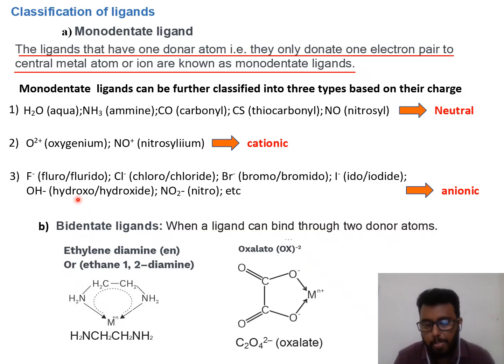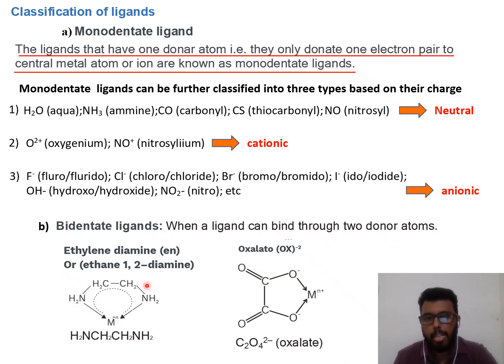And let's see the examples for anionic ligands: halogens, like fluoride, chloride, bromide, iodide. You can also call them fluoro, chloro, bromo, and iodo. The ligand names we should say are fluorido, chlorido, bromido, and iodido. And also a well-known example is hydroxide, hydroxo or hydroxido, and nitro, which is NO2 minus. So look at this, all these ligands have a negative charge, so they are called anionic ligands.